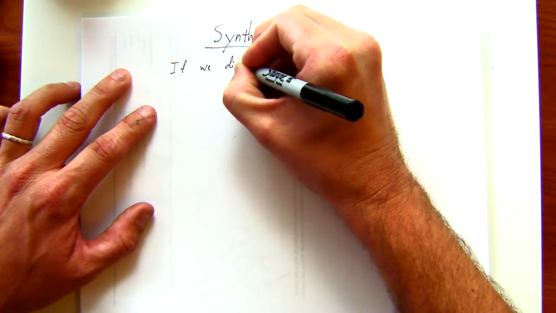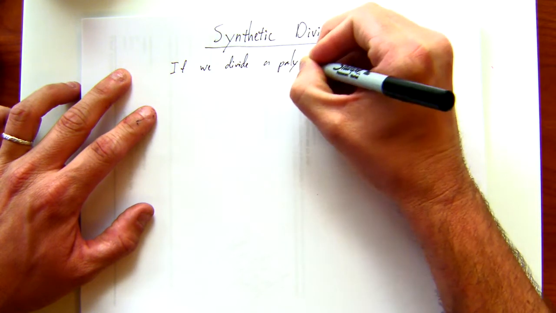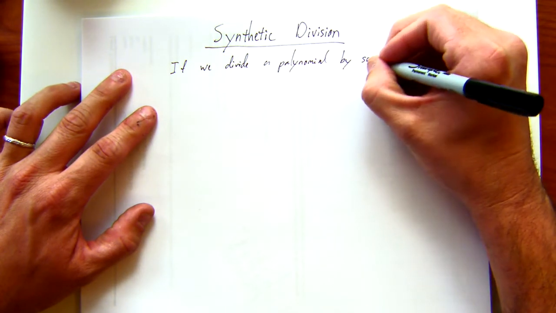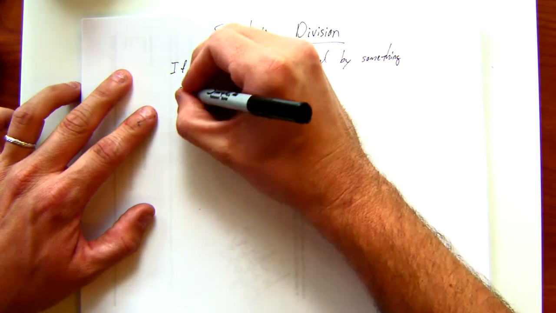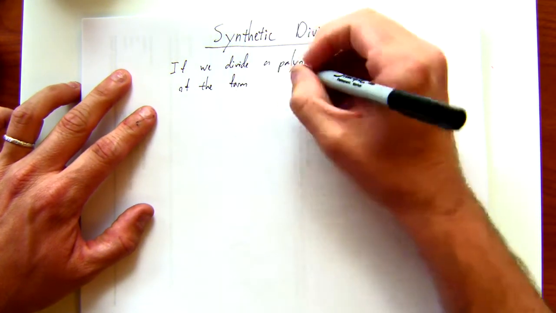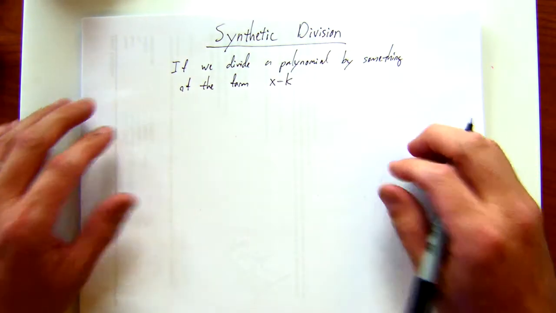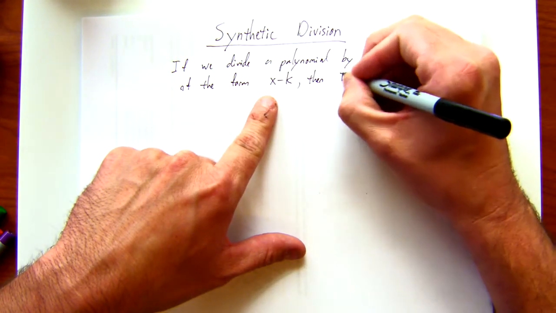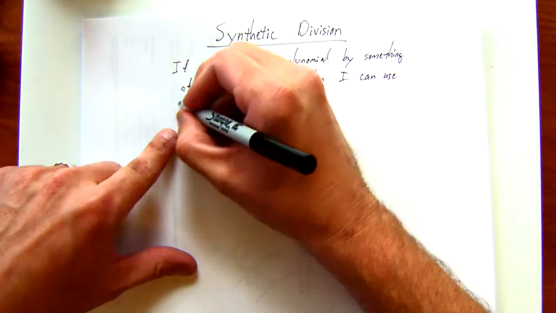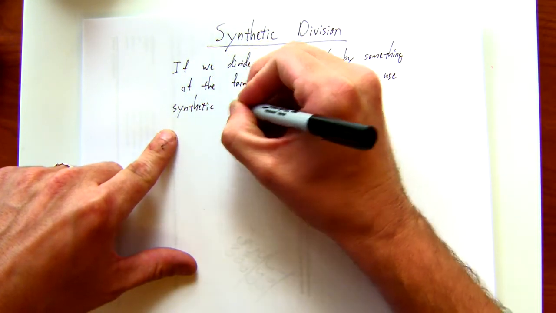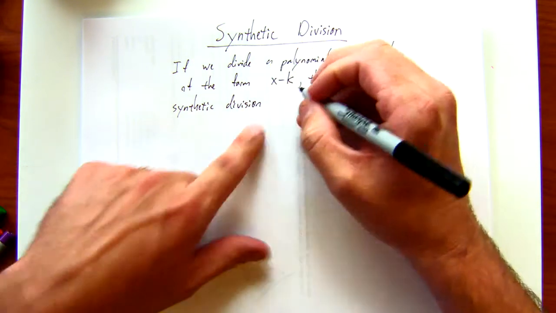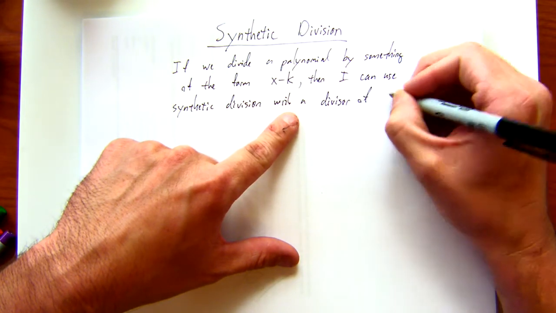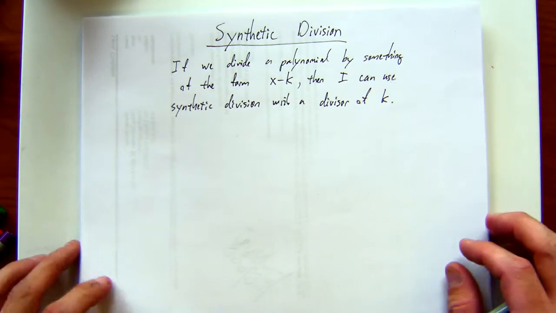If we divide a polynomial by something of the form x minus k. So if I'm just dividing a polynomial by x minus some number, then I can use synthetic division with a divisor of k. Now I'll explain what this means in a minute.